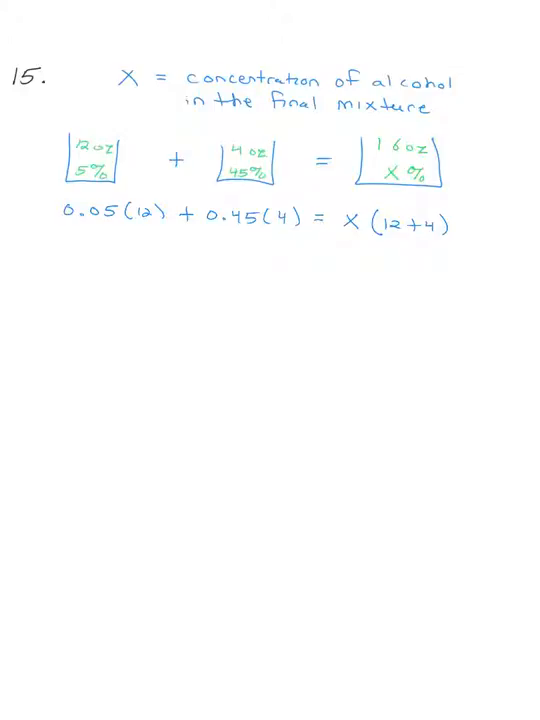The rest we're just going to get by plugging things into our calculator. So if we have 12 times 0.05, that is 0.6, plus 4 times 0.45, 1.8. This is equal to 16 times x. Okay, so simplifying, we get 2.4 is equal to 16x. Therefore, we have to divide both sides by 16 to get our final answer. And we get 0.15.